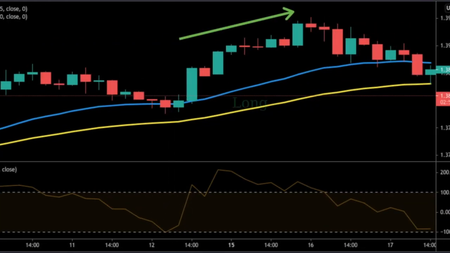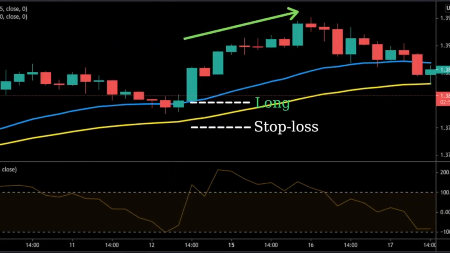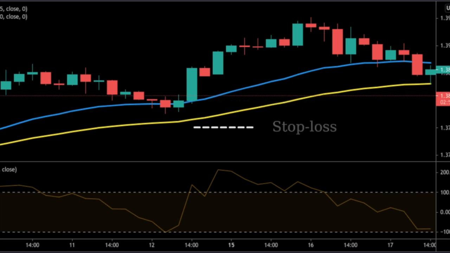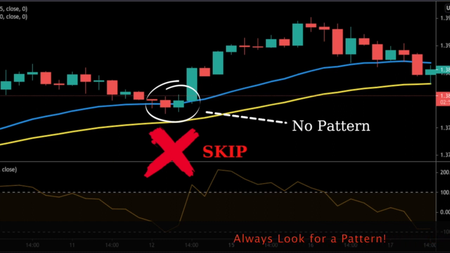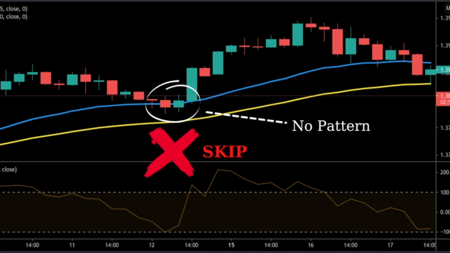But I would have skipped this one, because there wasn't a second confirmation, such as a candlestick pattern. If you want to increase your win rate, you should mix this strategy with candlestick patterns. If there is an engulfing pattern, or a doji candle when the signal comes, there is a bigger chance that the trade will work in your favor.